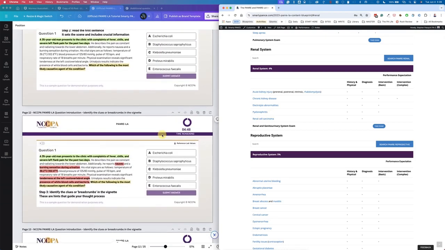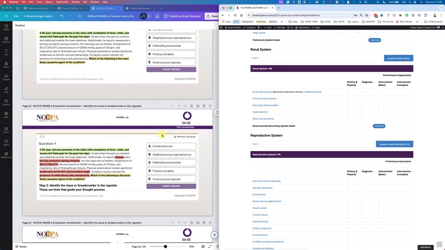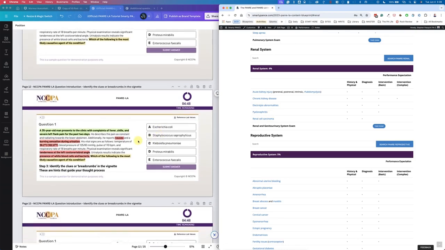Now, when I read a question, I'm always looking for clues, right? So keywords that are going to help me get to the diagnosis. I've highlighted these here in red. So let's go ahead and read the rest of the vignette. He describes the pain as constant, radiating towards the lower abdomen. Additionally, he reports nausea, there's a good keyword, and burning sensation during urination.